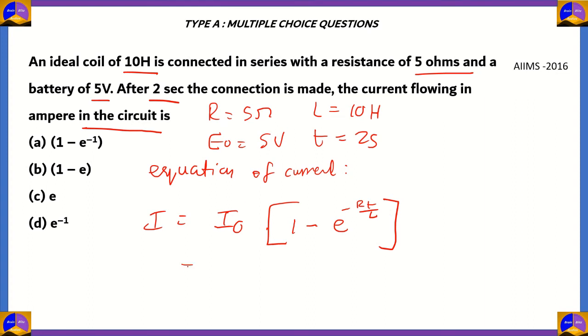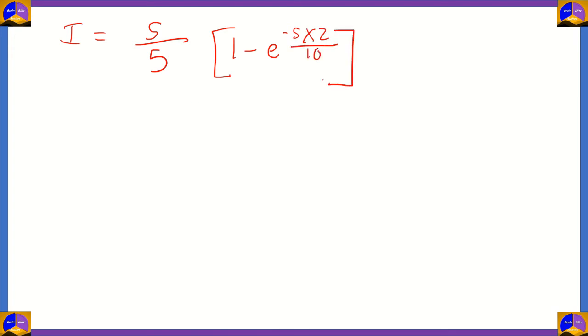Now I naught can be written down as E naught divided by R using Ohm's law. And inside the bracket, it's still the same, 1 minus e raised to minus Rt by L. In this format, we can put in our values given. So the formula for I is equal to 5 volts divided by 5 ohms, inside the bracket, 1 minus e raised to minus 5 times 2 seconds divided by 10 Henry.